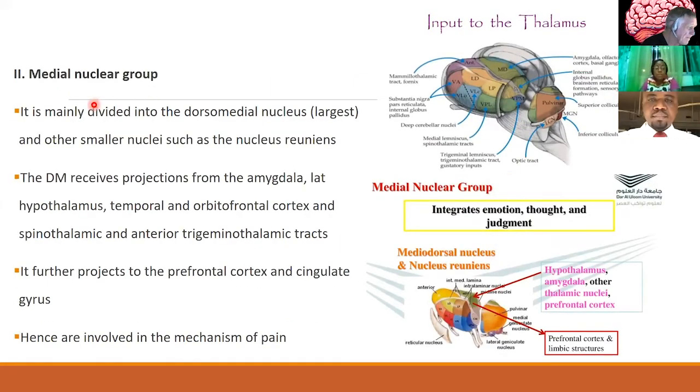Secondly, the medial nuclear group is divided into the dorsomedial nucleus, which is the largest, and other smaller nuclei, such as the nucleus reuniens. The dorsomedial nucleus receives projections from the amygdala, the lateral hypothalamus, the temporal and orbitofrontal cortex, the spinothalamic and anterior trigeminothalamic tracts. It further projects to the prefrontal cortex and the cingulate gyrus. Hence, they are involved in mechanisms of pain.